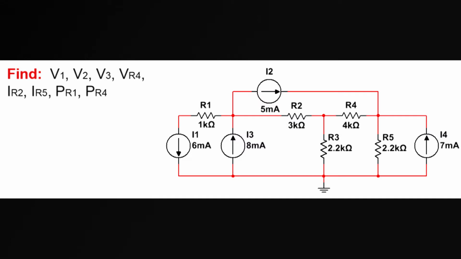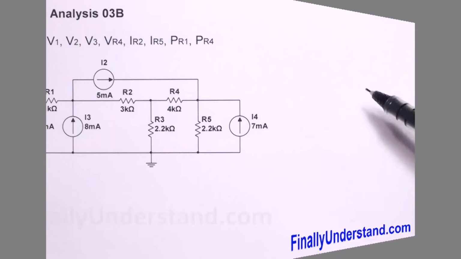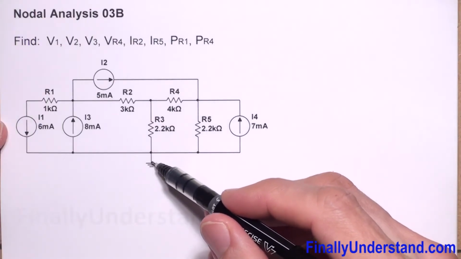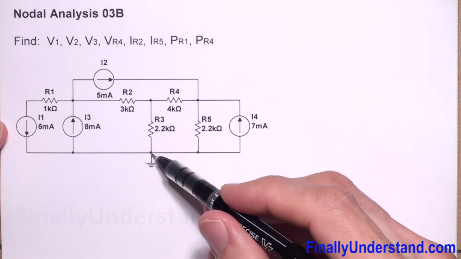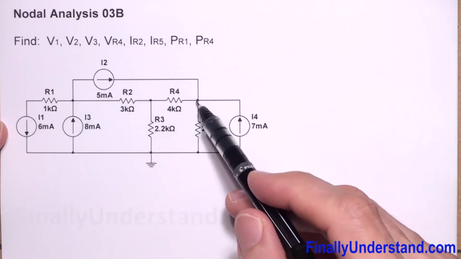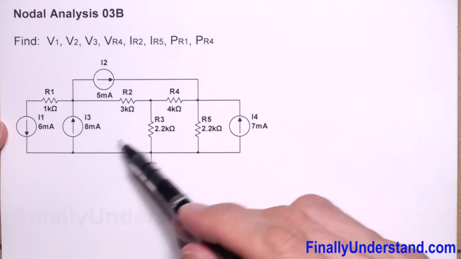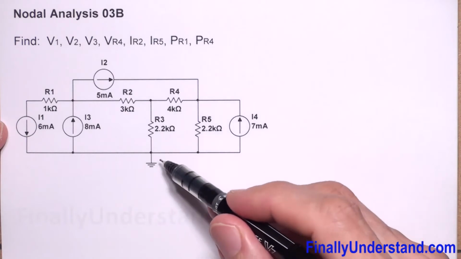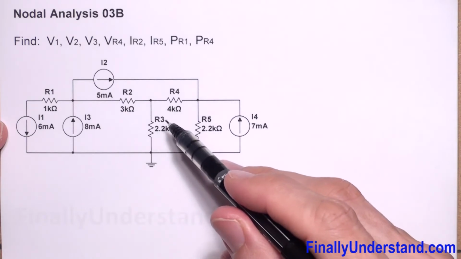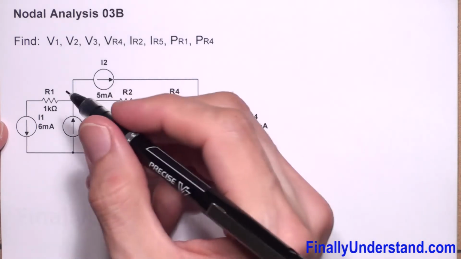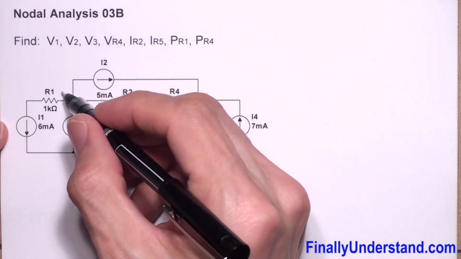Let's take a look at this example. First, we're supposed to check how many nodes we have. We have one node, which is my reference one. So this is 1, and I have 2, 3, 4. I have 4 nodes. 4 nodes minus reference 1 is going to give me 3. It means I'm going to have 3 equations because I have 3 nodes.